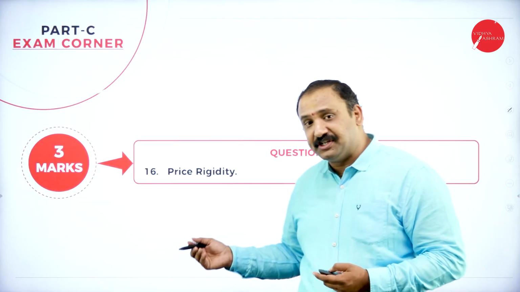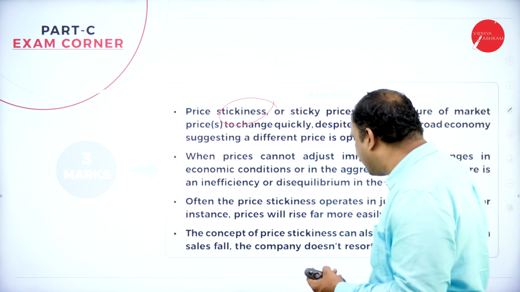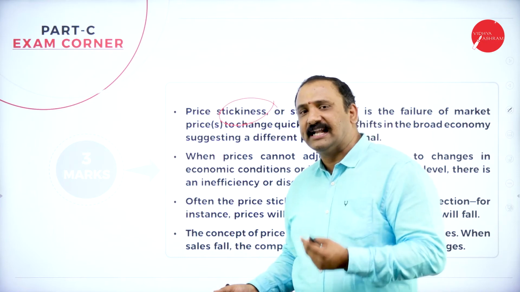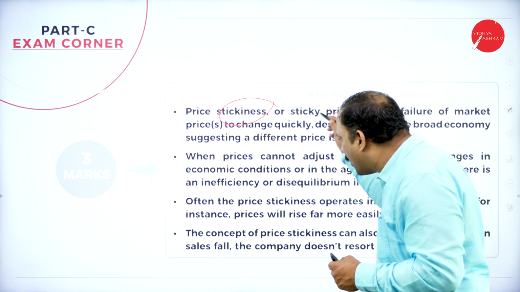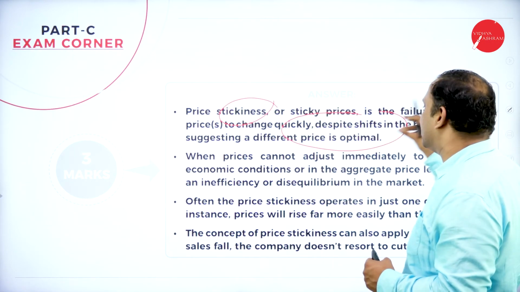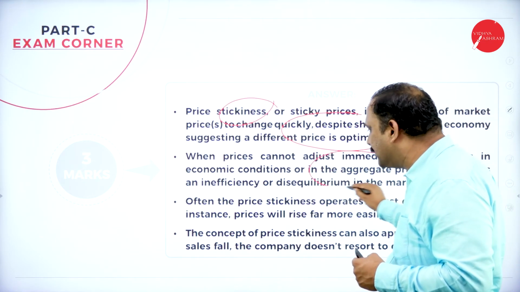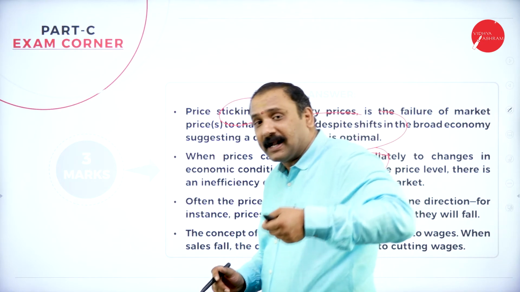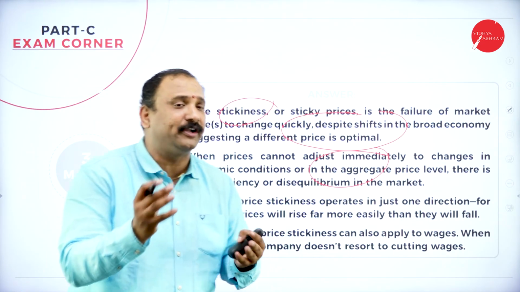Now, price rigidity, which is very, very important. What we mean here is price stickiness or price rigidity, which means the price remains constant, which means the failure of the market to change quickly despite a shift in the broad economy. So when the price cannot adjust immediately to the economic conditions, the price becomes too rigid for the economy to hold on and they are not able to shift.